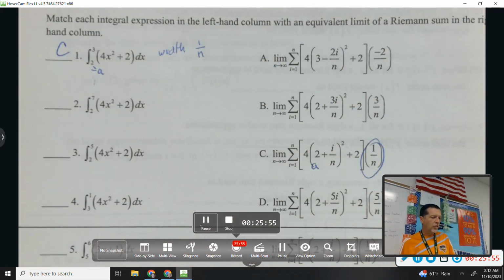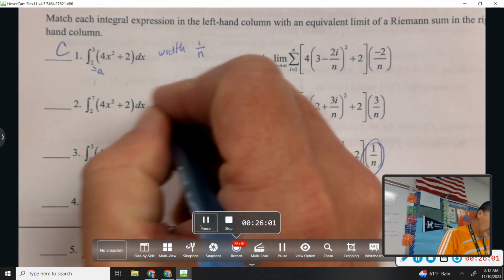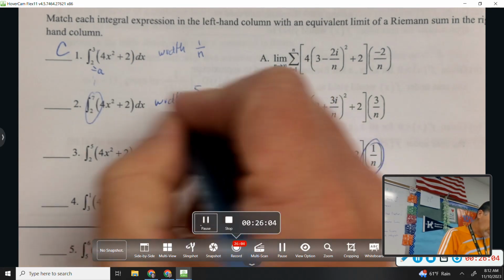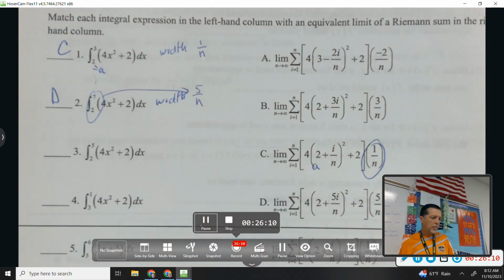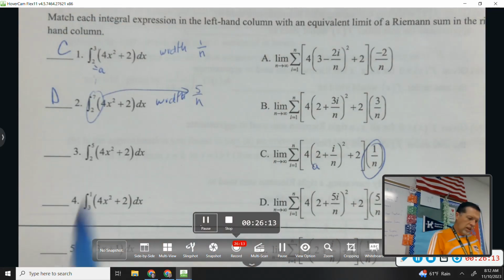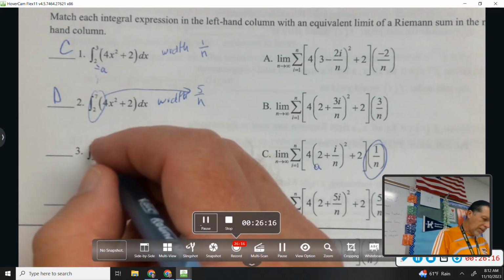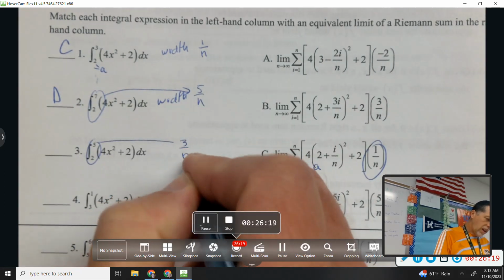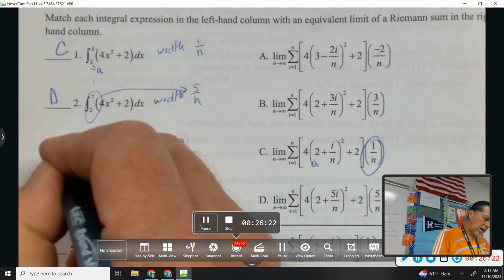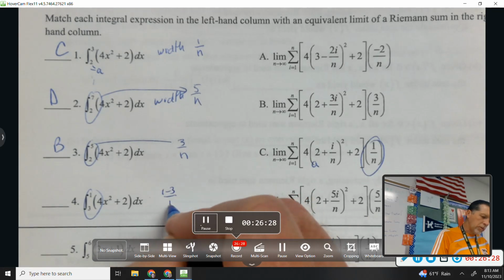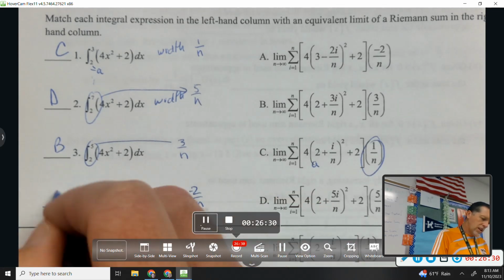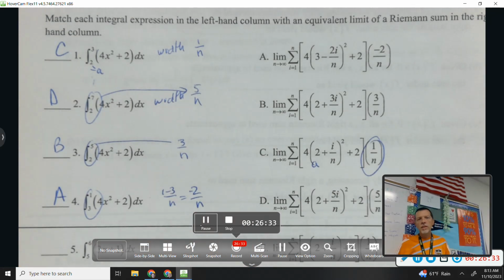This is easy. They went first through 4. What's number 2 going to be? So the width is 5 over n. The only one that matches that is D. Number 3, the width is 3 over n. The only one that matches that is B. And then number 4, the width is the backwards one, but that's okay, negative 2 over n. That's got to be A. So for those, it was just matching up the widths to make it work.